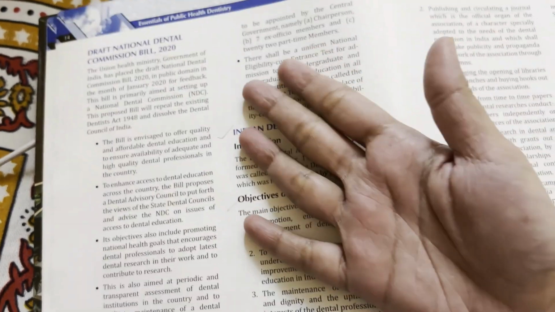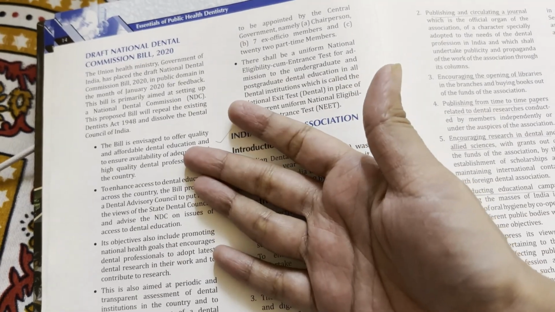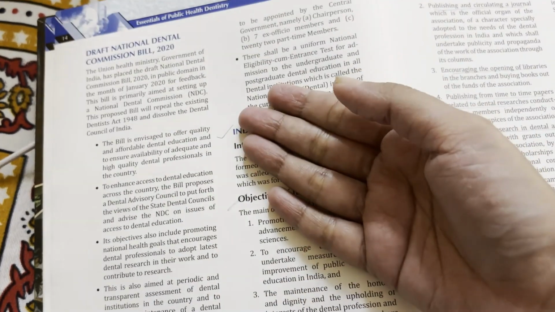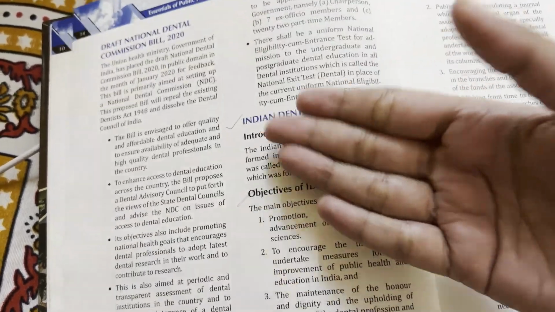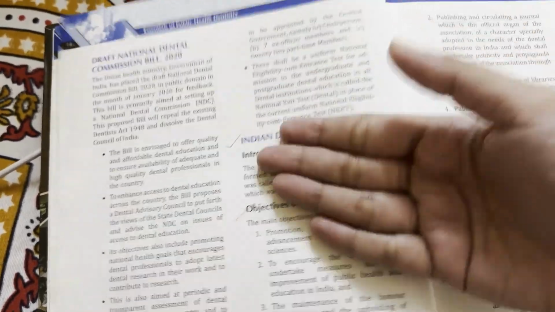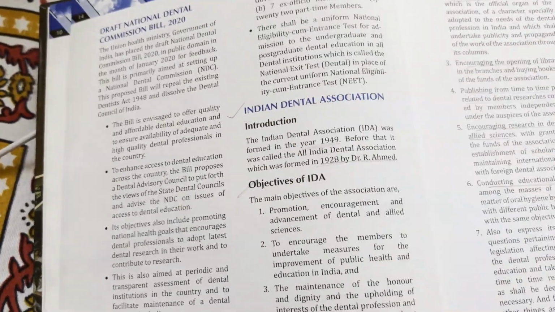Now, what is the aim of this bill? The government wants better dentists with better education, and they should have better access all over the country. This was the aim of this bill. Now let's study the key objectives one by one.